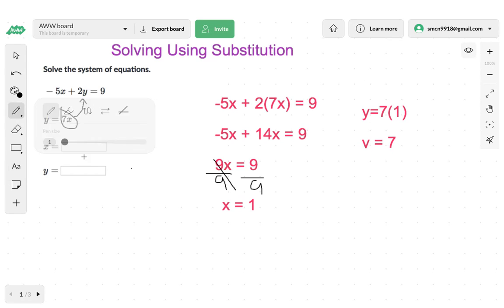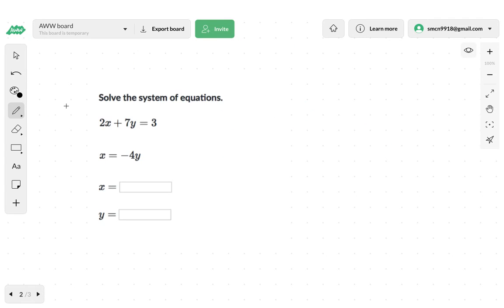So first, you're going to want to substitute to find one of the variables. Usually it's easier if one of them is already alone to substitute in. And then you find that second variable. So for that, x is 1 and y is 7. I'm going to show you another example where it's flipped, where you have to input the other variable. All right, so for this one here, we have 2x plus 7y equals 3, and x equals negative 4y.